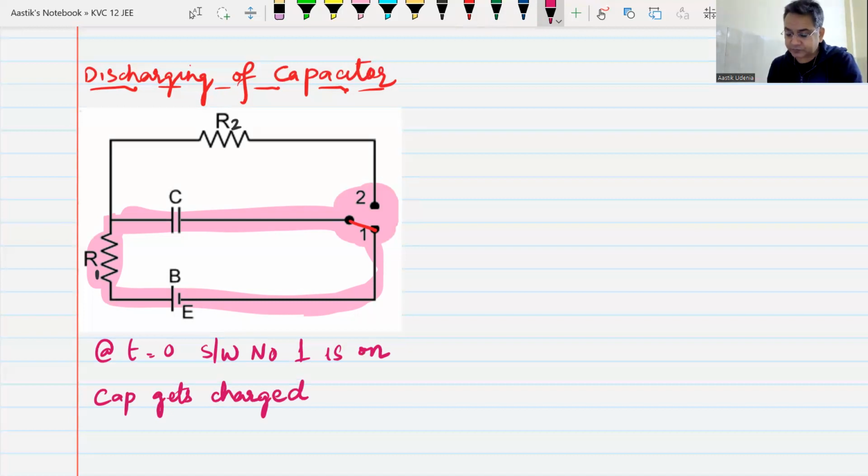Can anyone tell me? I'm charging the capacitor. What will be the steady state value of charge on the capacitor in this case? What will be the value of charge that the capacitor will get? Is it a difficult question for me to ask? You cannot tell me what will be the charge on the capacitor finally when the capacitor gets charged. That is what we have done in the previous class. Yes. CE minus IR.